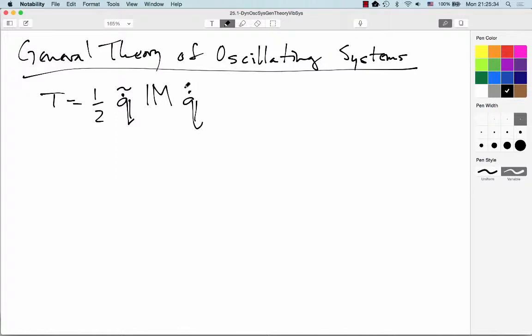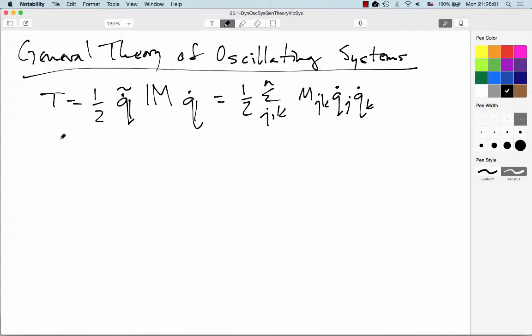Q dot without a twiddle. And it'll be convenient in one step especially to use index notation. So we can write this as 1/2 sum over jk, both running up to n of m jk qj dot qk dot.